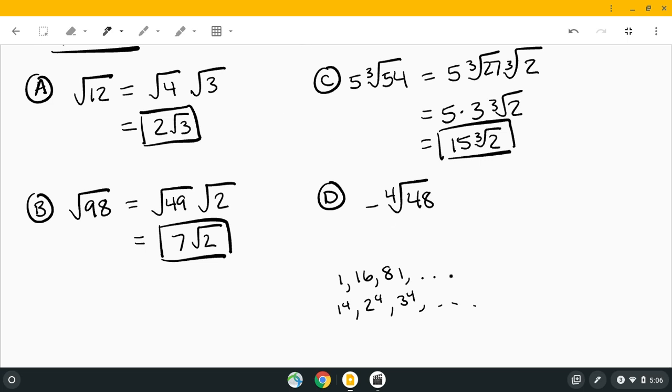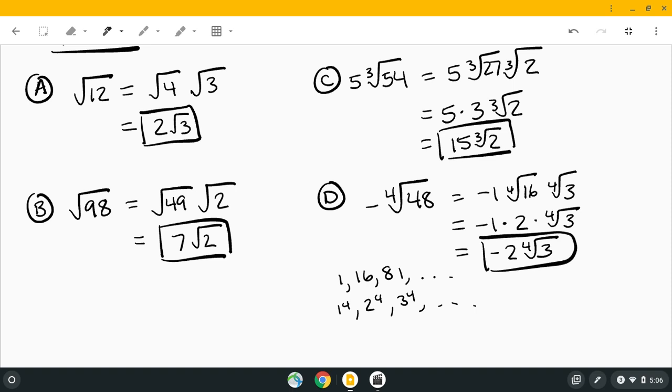And we can keep going. But we see here that 48 is divisible by 16. So that's what I'm going to use. So this negative 1 will stay out here. And I'm going to break up the 48 using 16 times 3. Okay, so that's negative 1 times the fourth root of 16 is 2. And this one doesn't simplify, so I'll bring it down. So this is going to be negative 2, fourth root of 3. Okay. Very good.